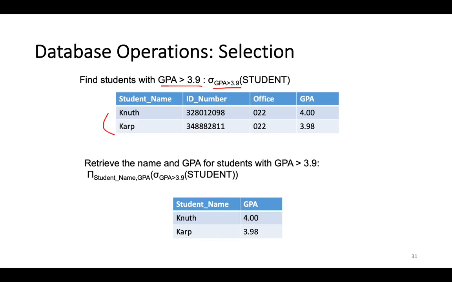If we want to extract more information, or limit the information, we can use projection again. Here is the limitation: we want to look at name and GPA only, because ID number and office are usually not needed in this case. So we can combine them together like a composition. Selection first, then apply the projection. We will get this table.